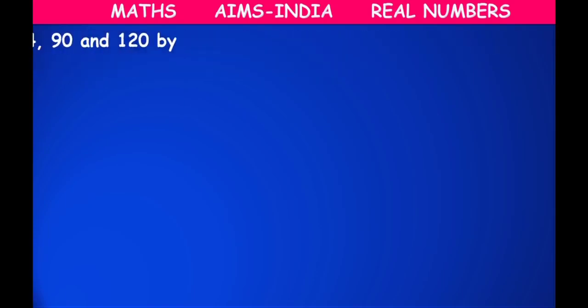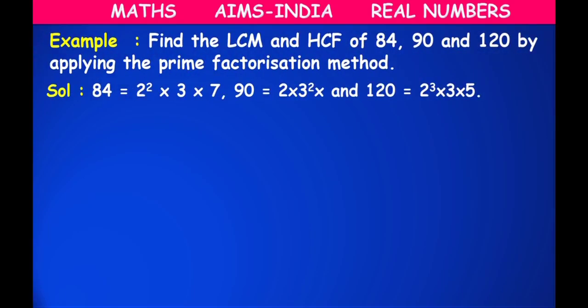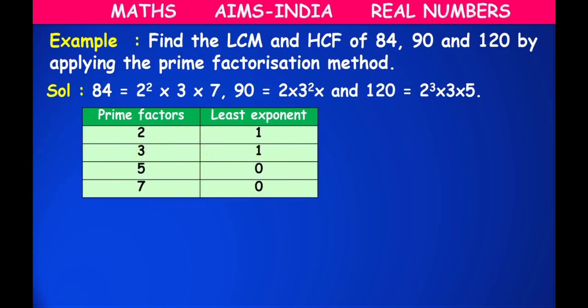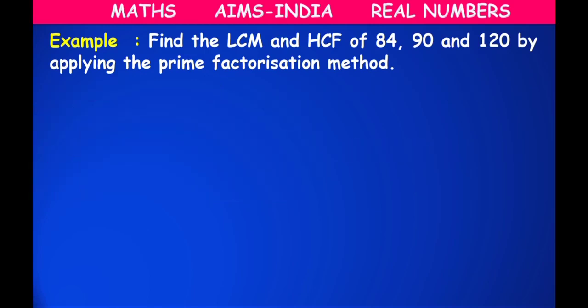Okay, children, next question. Find the LCM and HCF of 84, 90 and 120 by applying the prime factorization method. We have to find the LCM value and the HCF value of how many numbers? 3 numbers they have given in the question. For the 3 numbers, we have to find their LCM, their HCF, by the prime factorization method.